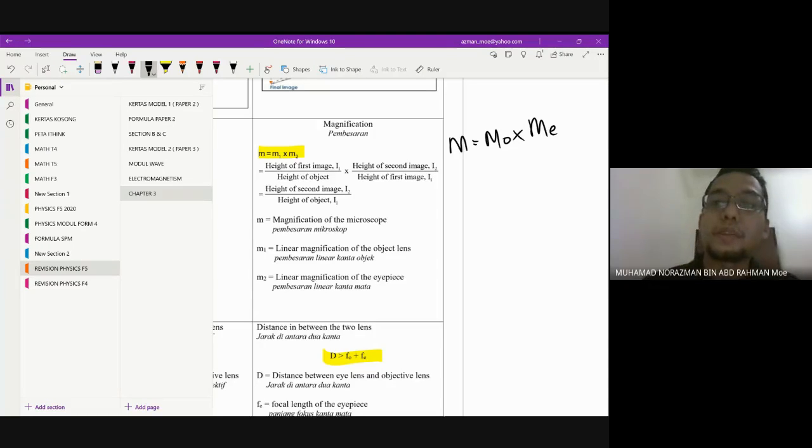Okay. So macam nak cari magnification value? So use formula tadi lah. Either V over U ataupun HI over HO. HI is the height of the image.